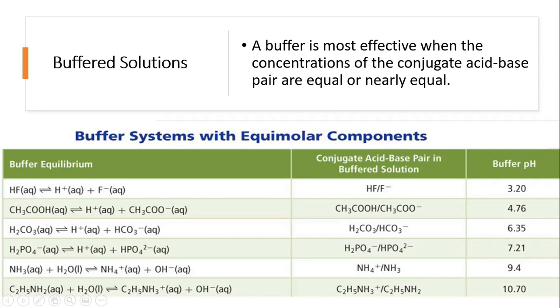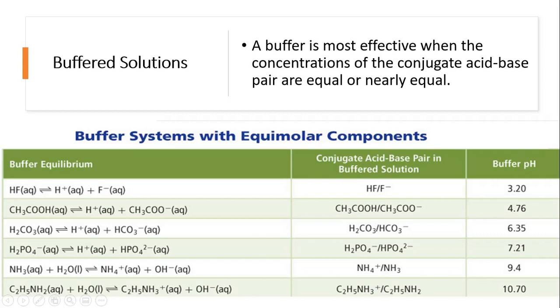For HF you have, because it's acidic, the buffer pH is around 3.2. CH3COOH is acetic acid or vinegar, and that one has a buffer pH of 4.76. Let's take NH3 because it's basic. The value of pH was 9.4.